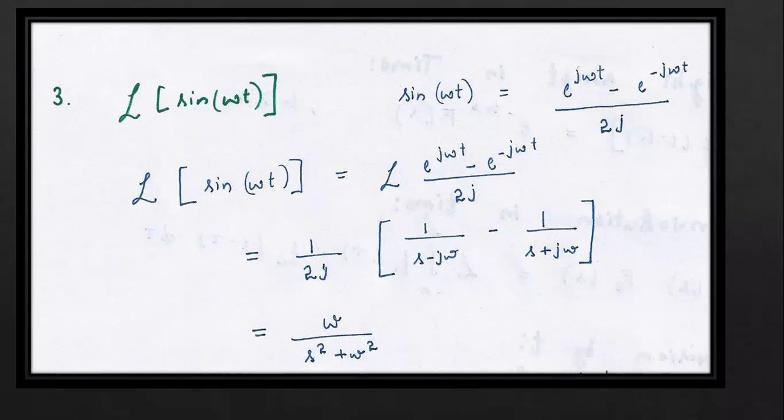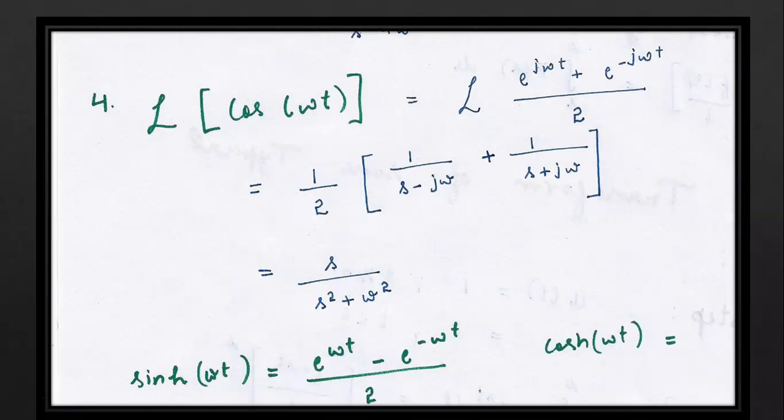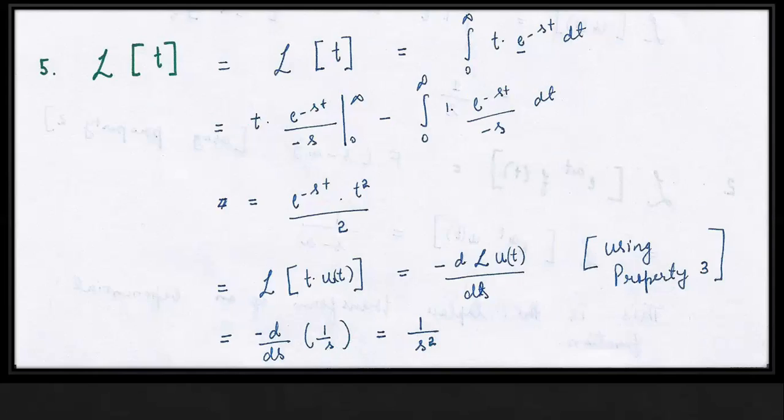You have to remember these also. It will be useful to solve the complex numericals very easily. Similarly, you can find out the Laplace transform of cos of omega t, that will be equal to s divided by s square plus omega square. Then do it for two more functions, sinh omega t and cosh omega t. You do it yourself and paste it on the comment section.